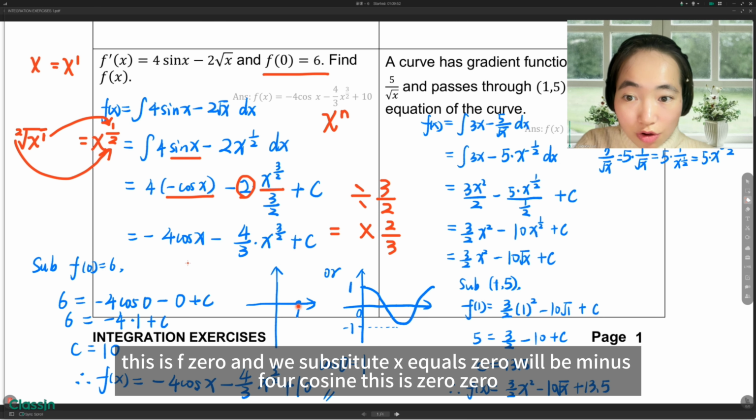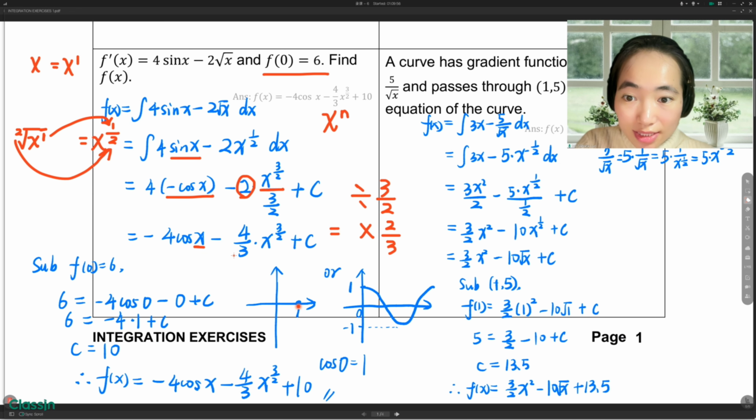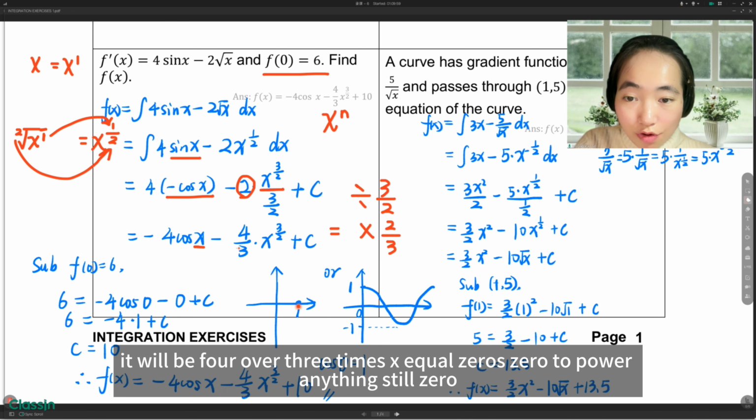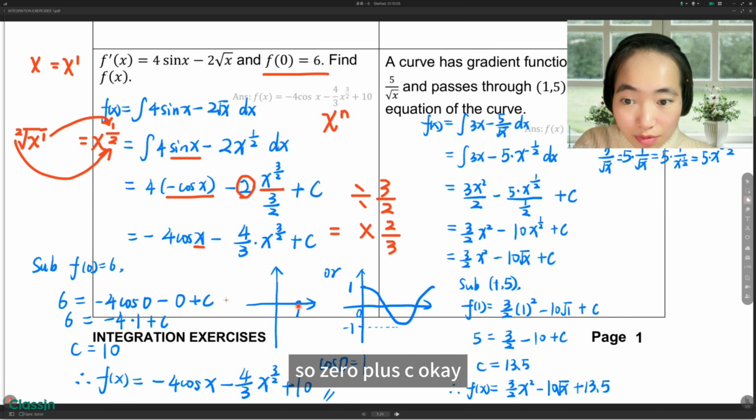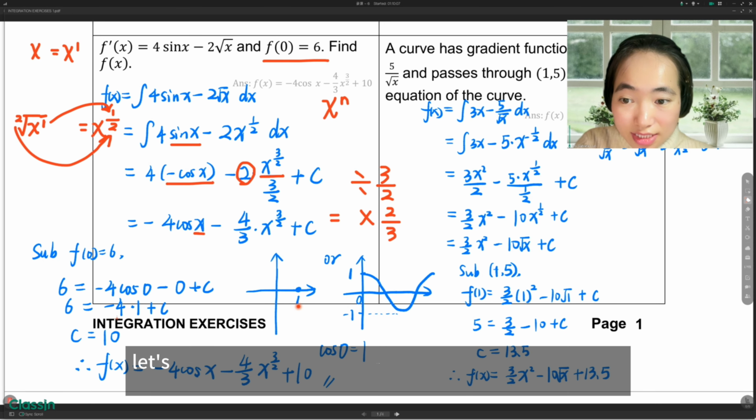It will be minus 4 cosine 0, and then it will be 4 over 3 times x equals 0. 0 to the power anything is still 0. So 0 plus c. Okay, let's continue.